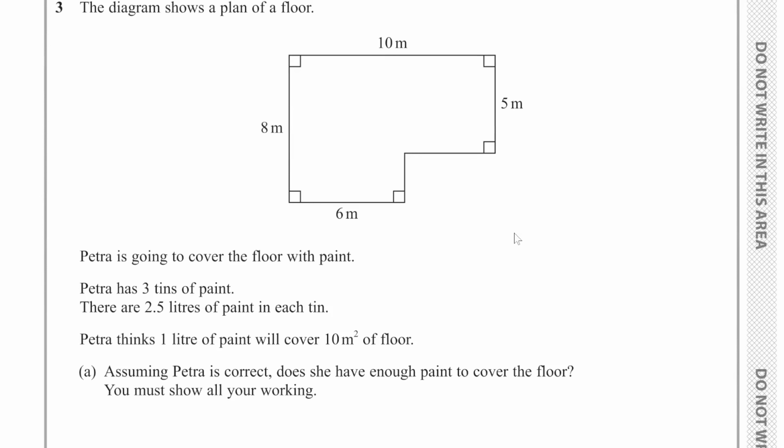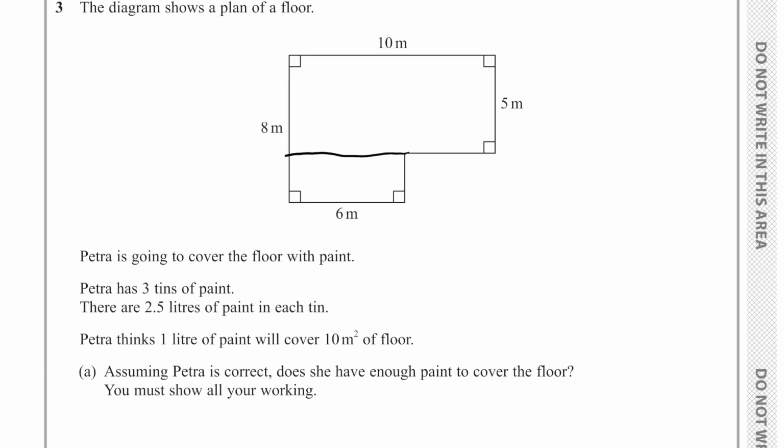Question 3. The diagram shows a plan of a floor. And Petra is going to cover the floor with paint. We need to work out the area of this floor. So we're going to split it into 2 rectangles. We can either split it this way or this way. It doesn't matter which one we choose.